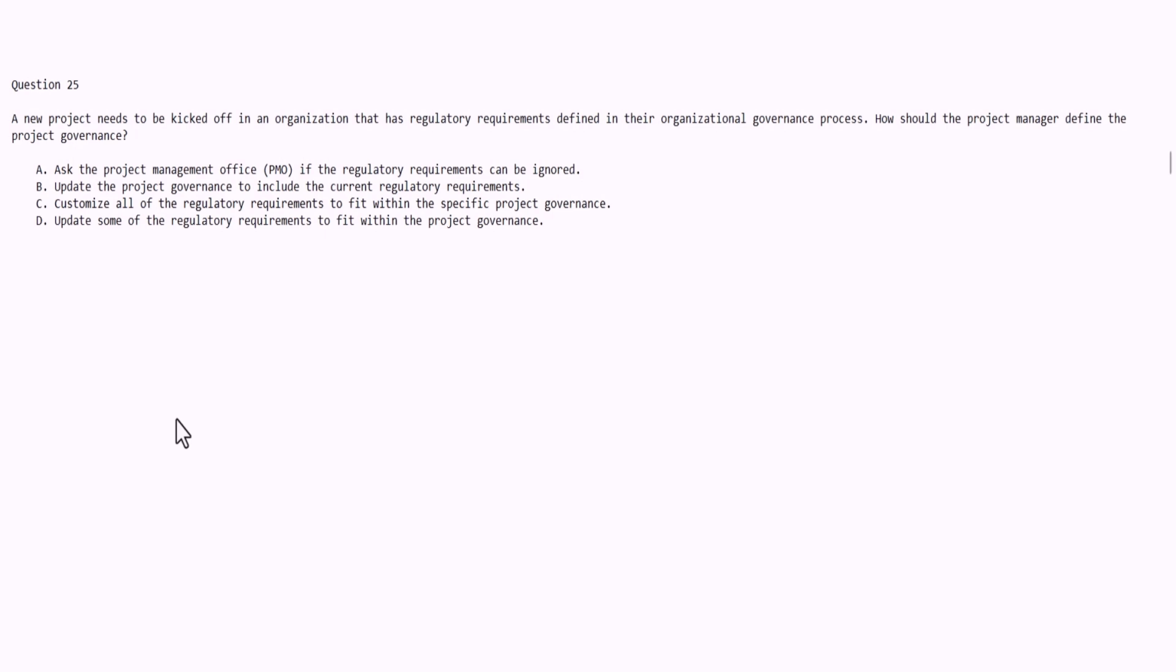Option A, ask the project management office, aka PMO, if the regulatory requirements can be ignored. Option B, update the project governance to include the current regulatory requirements. Option C, customize all of the regulatory requirements to fit within the specific project governance. Or option D, update some of the regulatory requirements to fit within the project governance. And we're going to go ahead and pause the video momentarily, give you the opportunity to answer the question, then resume it with the actual results.